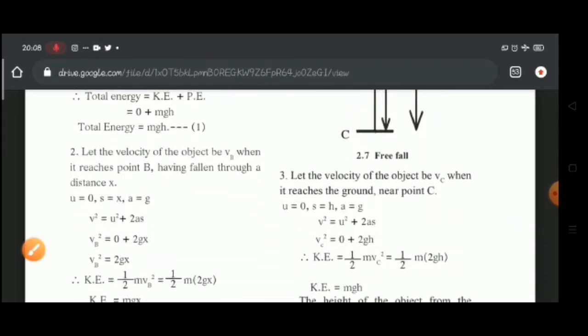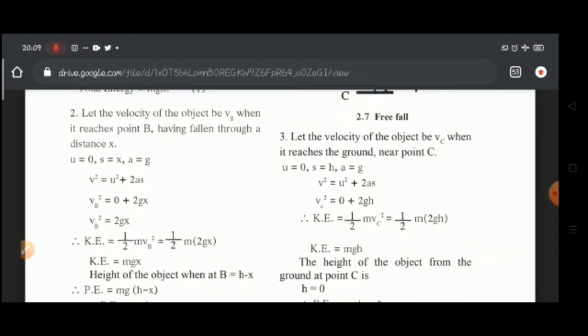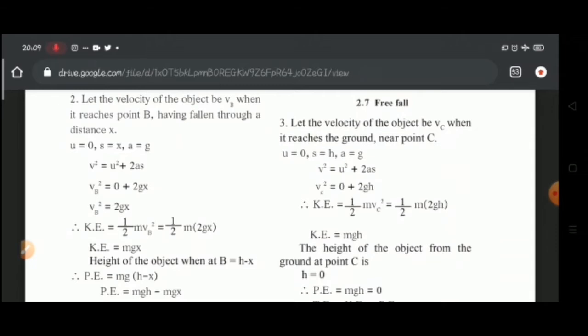So let us see the second situation wherein we are considering Newton's law of motion, that is v square, that is final velocity square, is equal to initial velocity square plus 2 into acceleration into displacement. In here, as we had seen, the initial velocity is 0 and the distance is x, and acceleration is equal to gravitational acceleration g. So when we apply Newton's second law formula, we get vB square is equal to 0 plus 2 into g into x. As in here we are considering the distance is x, and as we know the initial kinetic energy is 0.